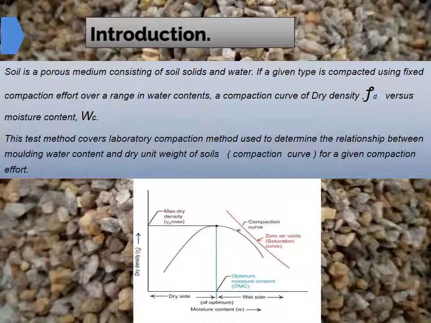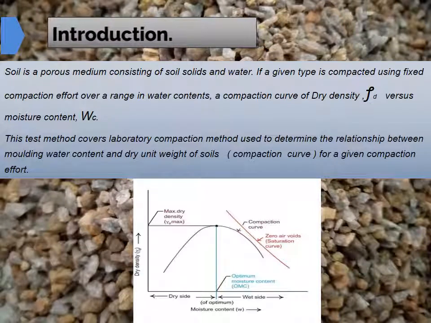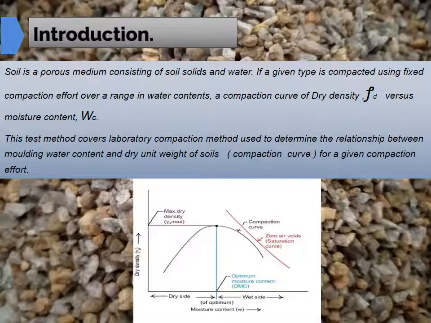If more water is added, the water molecules will fill in between the clay particles and the dry density will decrease. If the compaction effort increases, the compaction curve will always shift upwards to the left. So the maximum value for the dry density increases and the optimum moisture content decreases.